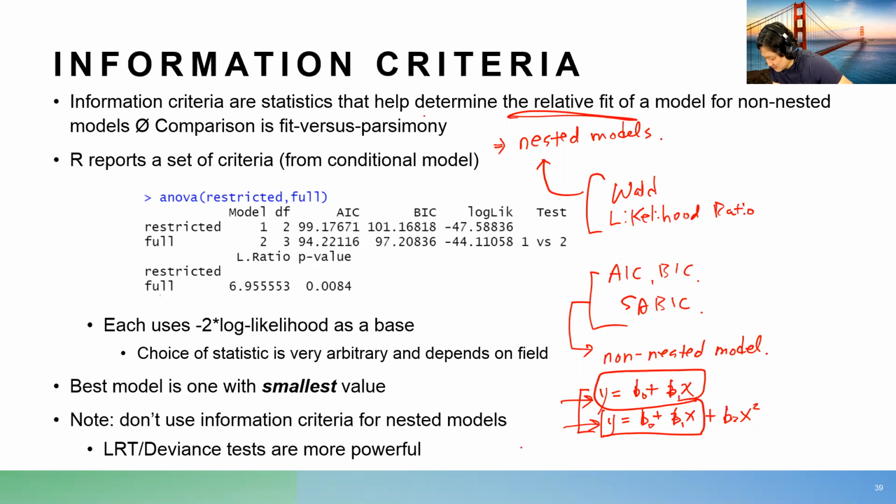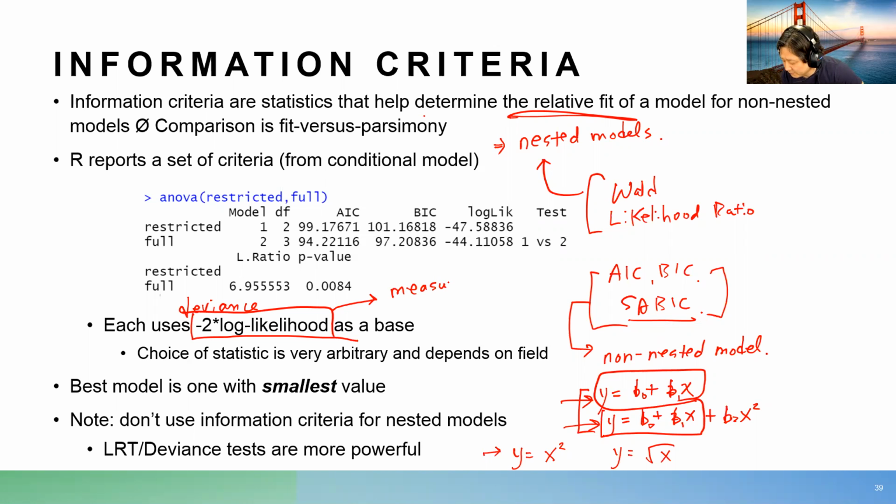But a non-nested model is like y equals x squared, and y equals some square root of x. Okay, they have a totally different distribution with a different model. Nothing is nested here. So in this case, that is not a nested model. So AIC, BIC, SABIC are used for non-nested models. But the important thing is AIC, BIC, or SABIC, and many more, all use the deviance information. Deviance is minus 2 times log likelihood, right? So deviance is a measure of misfit. So do we want a smaller number or a larger number?